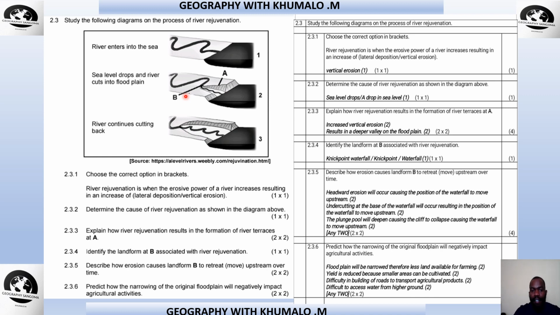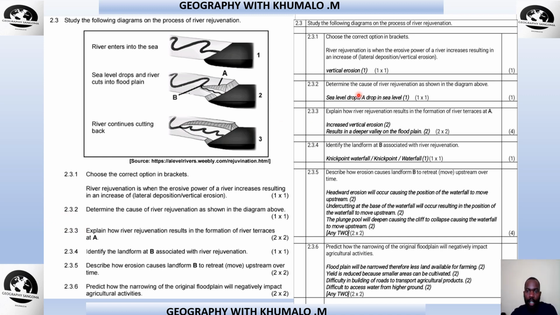Question 2.3 has to do with the process of river rejuvenation, where we know that river rejuvenation is the process where the river regains its energy. Now, you were given 3 diagrams there. 2.3.1, choose the correct option in brackets. River rejuvenation is when the erosive power of a river increases, resulting in an increase of what? Vertical erosion. So the correct answer there was vertical erosion.